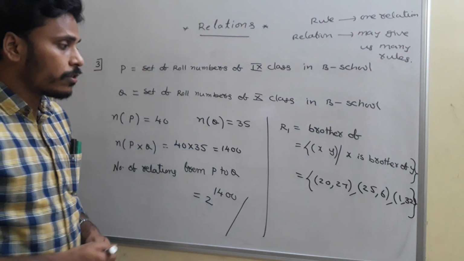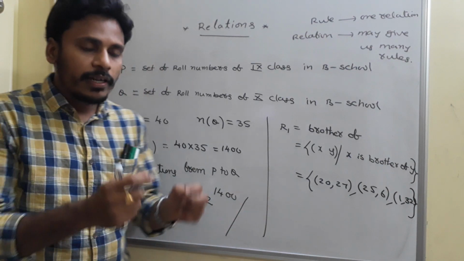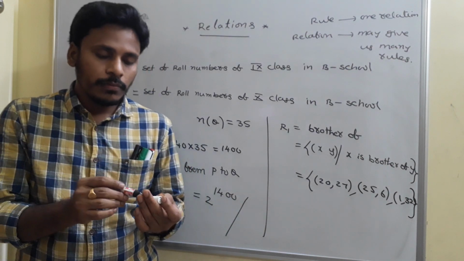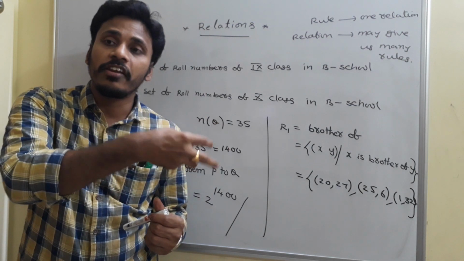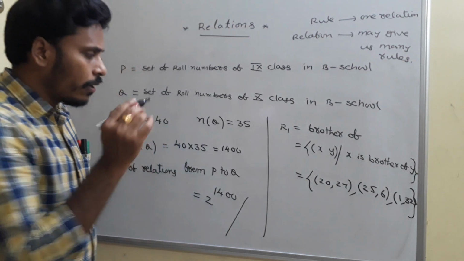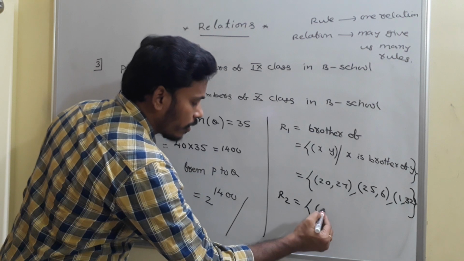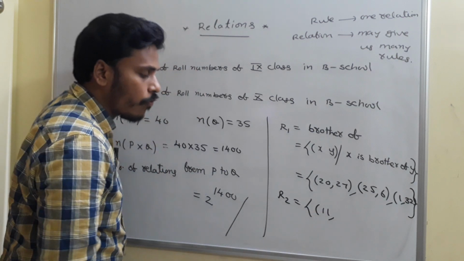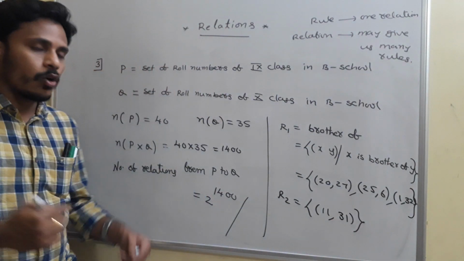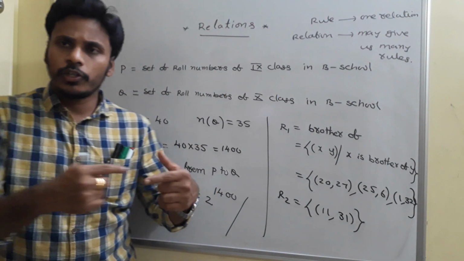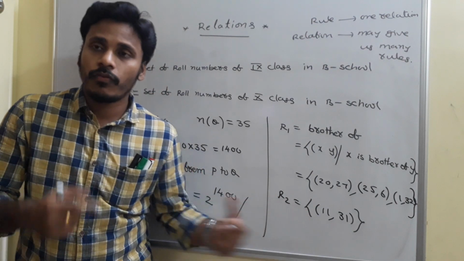For suppose I take one relation. I take some ordered pairs, and then I ask some people to establish a relation between these people. For example, I take one ordered pair: R2 is equal to, for suppose, roll number 11 of 9th class to roll number 31 of 10th class. I just connected roll number 11 and roll number 31. So for sure it's an ordered pair, and this is a subset of P cross Q. So it is a relation from P to Q.